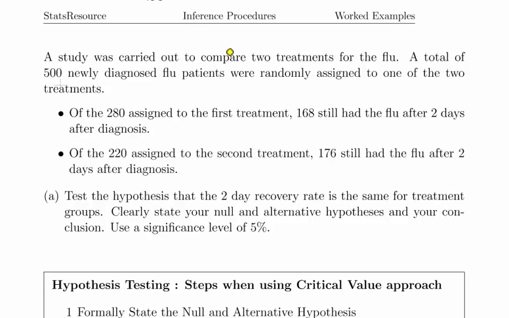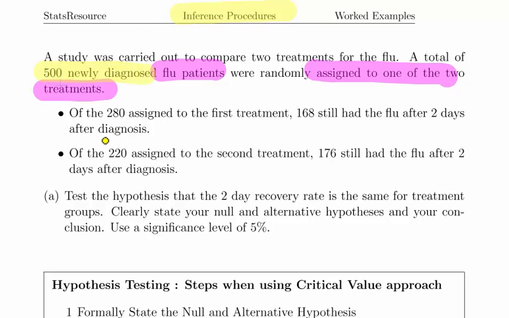Okay, in this presentation we are going to look at inference procedures, and in particular what we're looking at is the difference in proportions. So what we're going to do is consider two populations, and here the two populations are flu patients assigned to two different treatment groups, who are given two different treatments. That's our two populations there, and we have a sample from both populations.